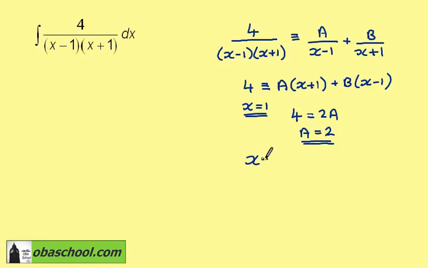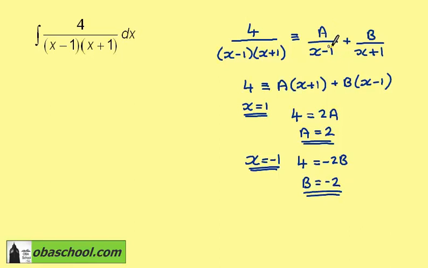Setting x equal to minus 1 now, that makes this term disappear. Minus 1 plus 1 is 0. This side is still 4. And minus 1 take 1 is minus 2. So we have minus 2b. This tells us that b is equal to minus 2.